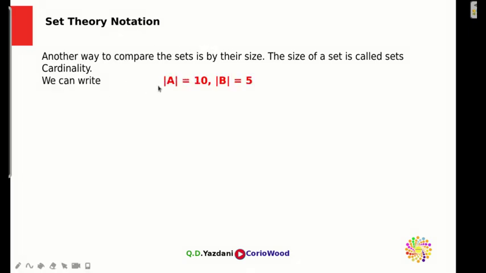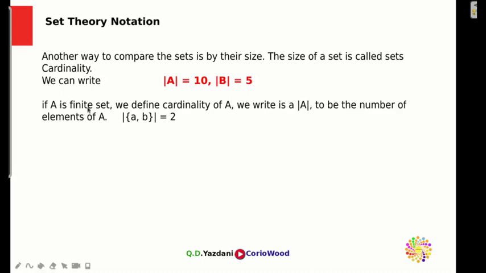We can write the cardinality of A is equal to 10 and of B is equal to 5. If A is a finite set, we define the cardinality of A to be the number of elements of A. So we're going to see the size of A and B is 2.